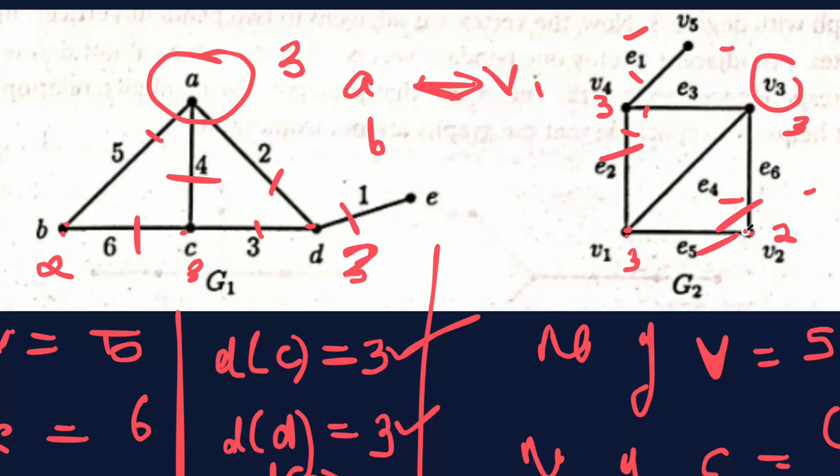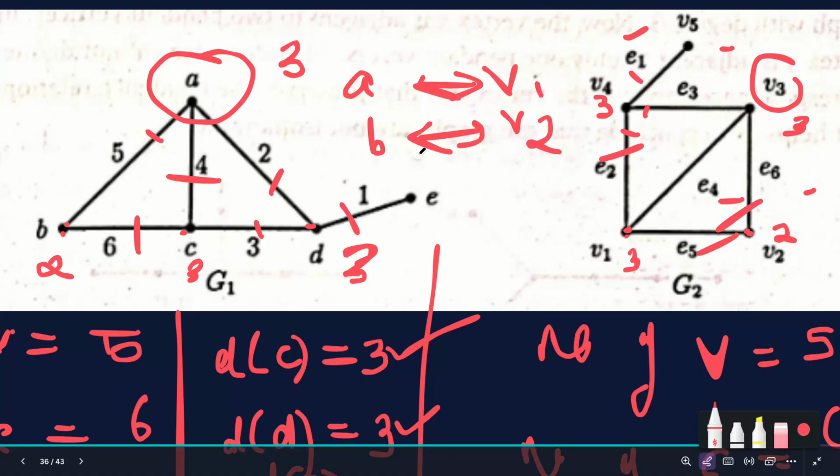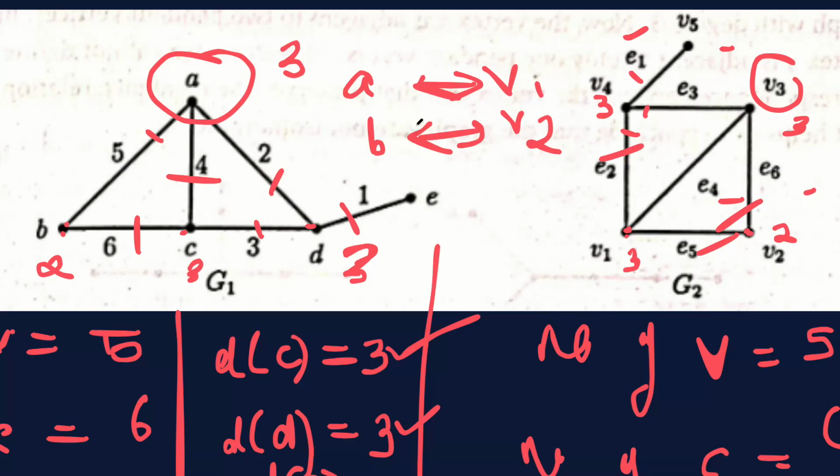So that means V1 should connect with V2. So that means B can be what? B can be V2. This is how you have to check 1-to-1 correspondence. If all these conditions are satisfied, it is clear that it can be isomorphic. Fine, but we have to check adjacency also.